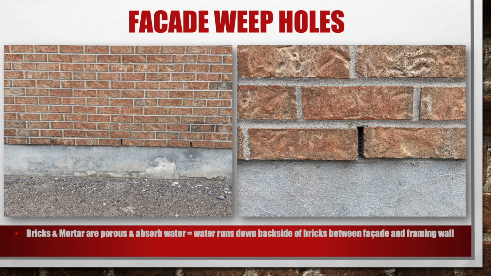So going back to our brick veneer or facade, a facade will have some weep holes in it sometimes. So bricks and mortar are porous and absorb water. Water runs down the backside of the bricks between the facade and the framing wall. Weep holes allow the water to escape. Now, I also want you to understand that weep holes are not always present, but if they are present, it indicates a facade or a brick veneer.